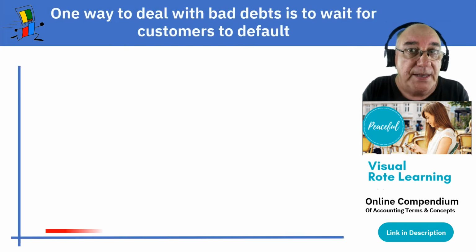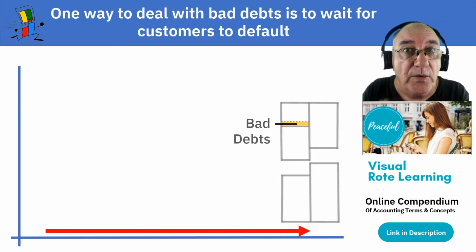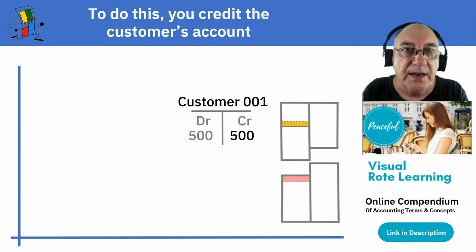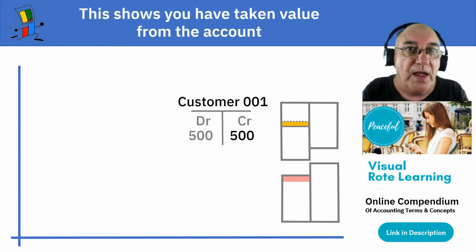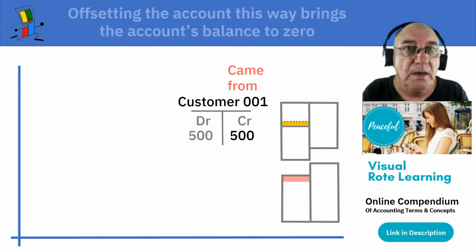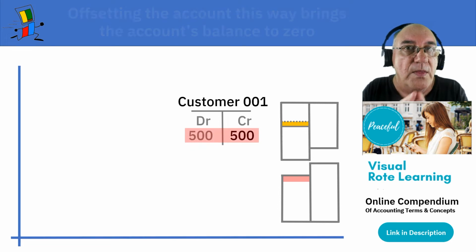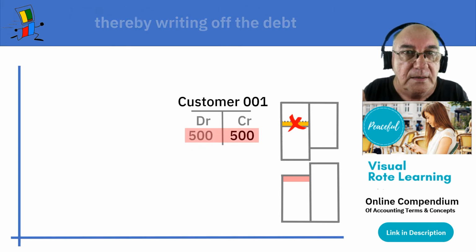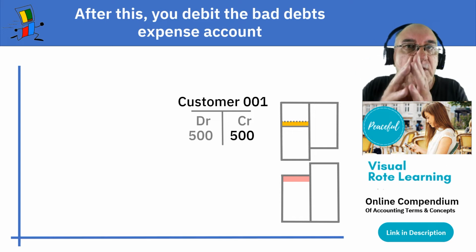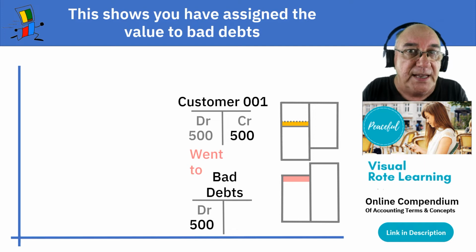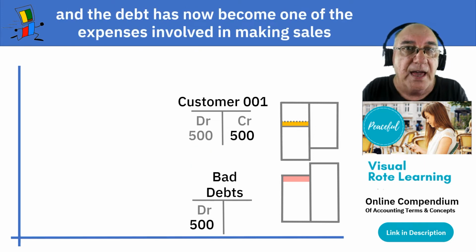One way to deal with bad debts is to wait for customers to default, then write the debt off to bad debts expense. To do this, you credit the customer's account. This shows you have taken value from the account. Offsetting the account this way brings the account's balance to zero, thereby writing off the debt. After this, you debit the bad debts expense account. This shows you've assigned the value to bad debts, and the debt has now become one of the expenses involved in making sales.